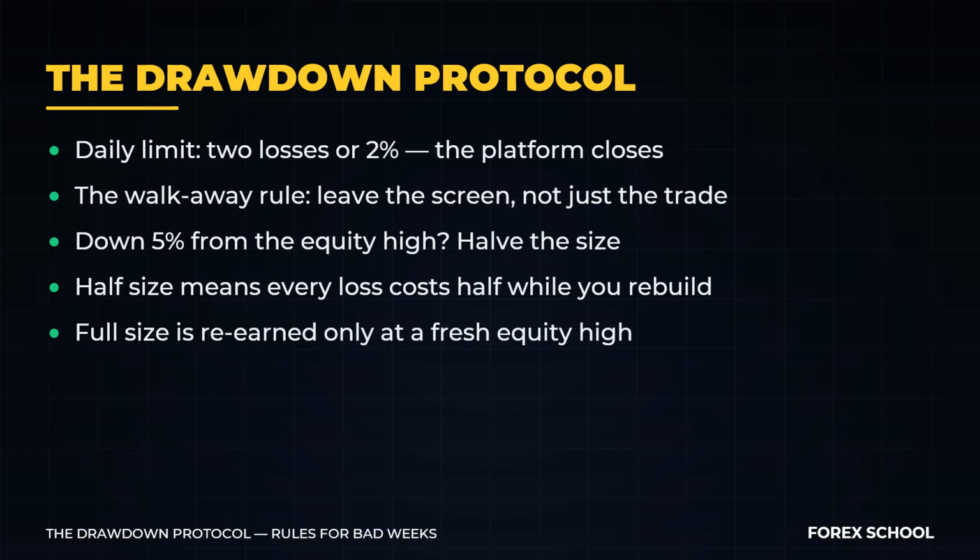Rule 3, when the account sits 5% below its high, halve the position size. Every loss now costs half as much while confidence rebuilds, and full size is only re-earned at a fresh equity high. 3 rules, agreed in advance, because mid-drawdown is the worst possible moment to negotiate with yourself.